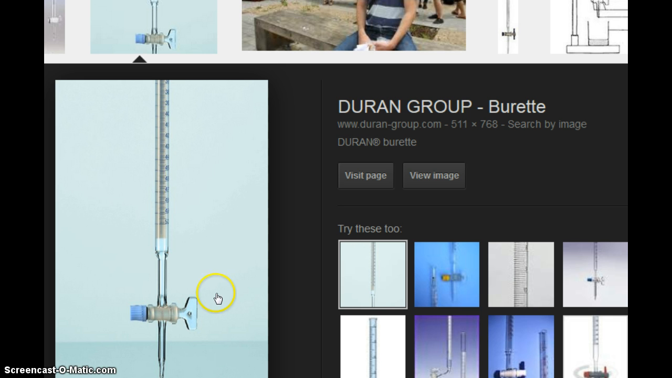So here's a picture of an actual burette, and you can see the little lines on here, and you measure the starting volume of the liquid, and then you open up the stopcock. Yep, that's what it's called, and it drips out. And then you go down and measure how much is left. So that's what an actual burette looks like.